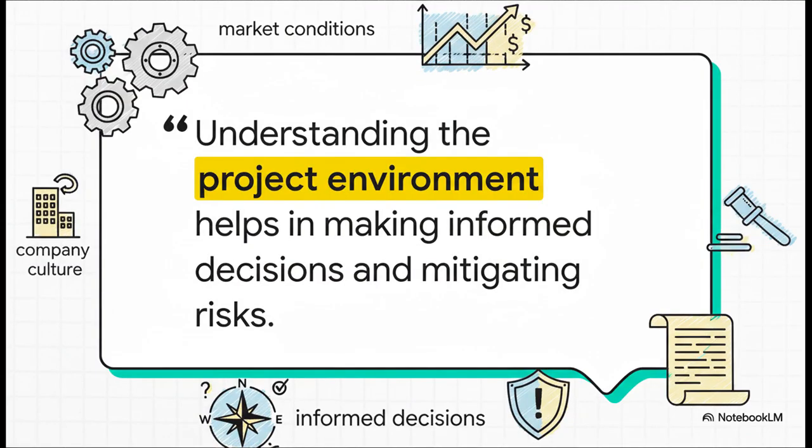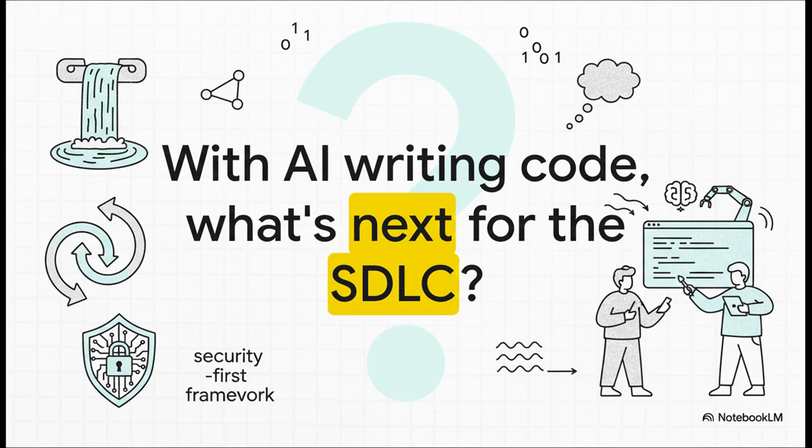And finally, the 4th P is the project environment. This is all the stuff happening around the project, like the company culture, what's happening in the market, any laws or regulations. A good project manager gets this context because it helps them make smart decisions and steer around potential problems. And that brings us to one last thing to think about.